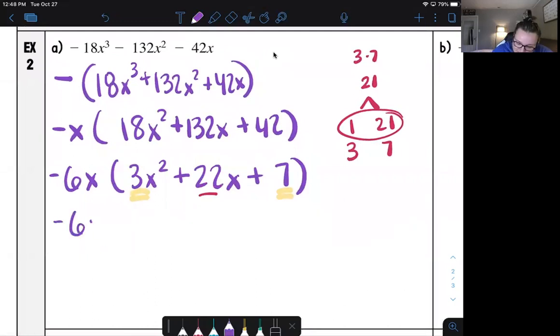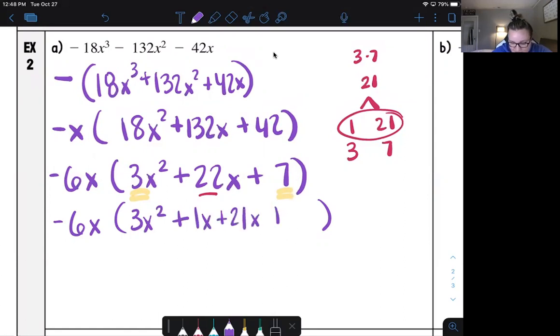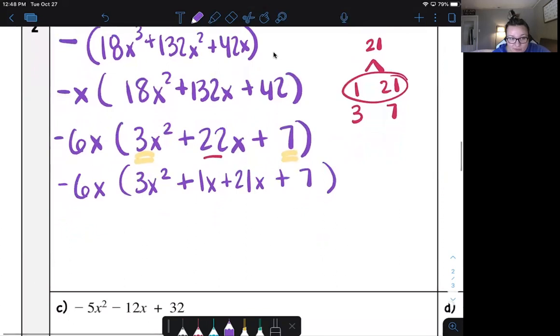You got to keep the -6x out in front, and you want to keep this in parentheses because we don't want to forget that that -6x is still a factor. So we're going to have 3x squared. I'm going to rewrite 22x as 1x plus 21x plus 7. And now we're going to factor by grouping like we normally would.